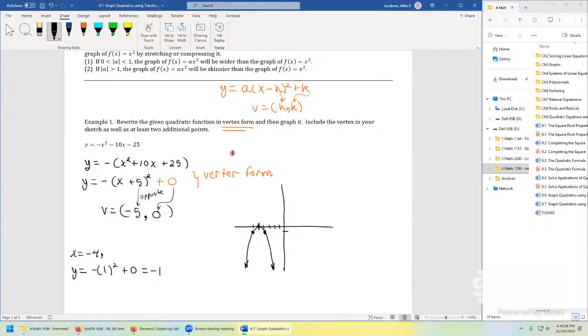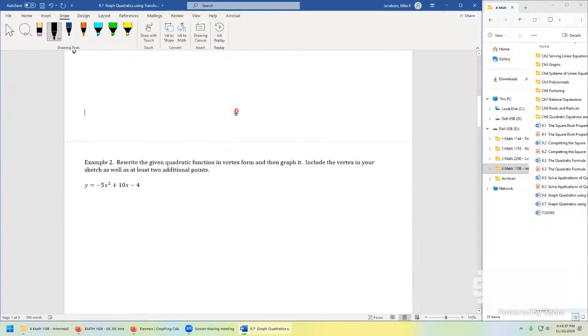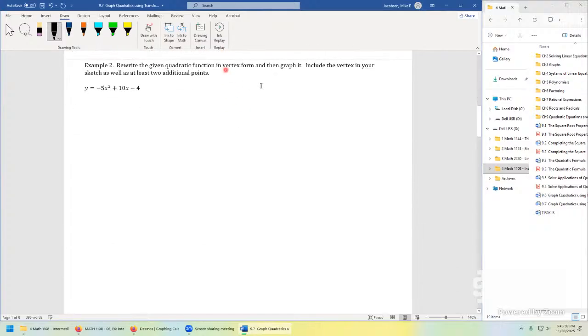We're going to do, as the last topic of the entire semester, discuss equations of circles, and we have to complete the square in that context as well. So here's another challenge problem. It's not in vertex form, so our first goal is to actually get it to that point by completing the square. So let's call this completing the square strategy.